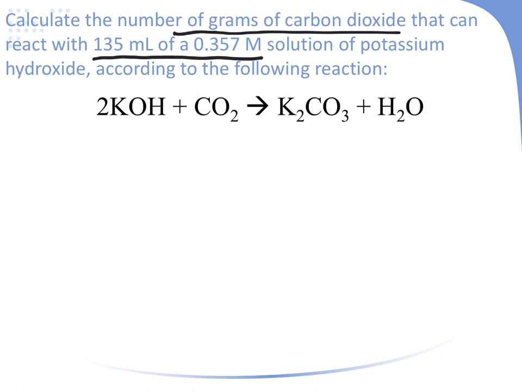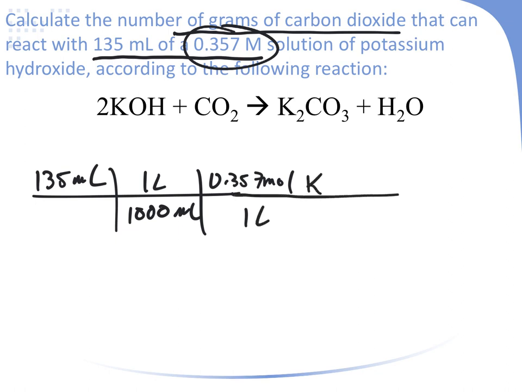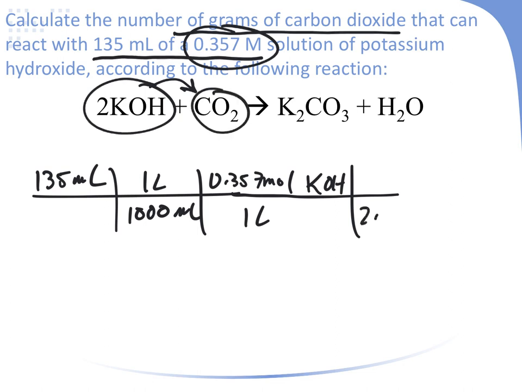Okay, so if you've gone ahead and done it, I'm going to show you the work on the next slide. So what I'm going to do is take my 135 milliliters like I did before. I'm going to change those milliliters to liters so that I can use my molarity, which is given up there as 0.357 moles in 1 liter. This compound, I probably should be writing the compound through all of these, is KOH. And from my balanced equation, the potassium hydroxide to get to CO2 is a 2-to-1 ratio. There are 2 moles of the KOH for every 1 mole, in this case, of the CO2.